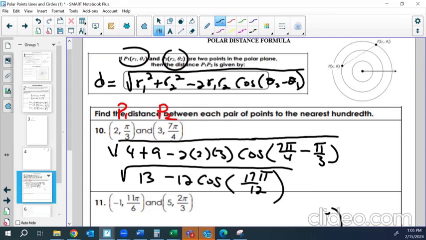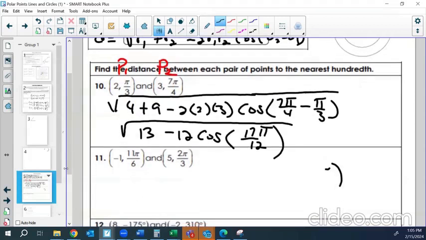Say it again. 4.01. So the distance between both points is 4.01. Okay, 4.01. Good. Okay, really quick, try number 11 on your own.